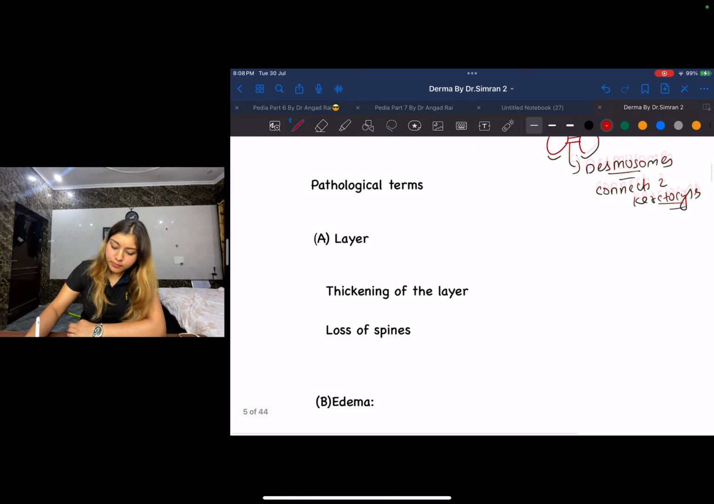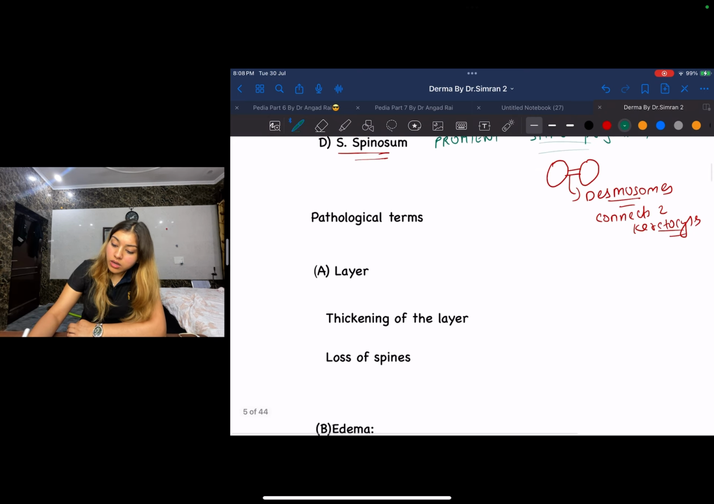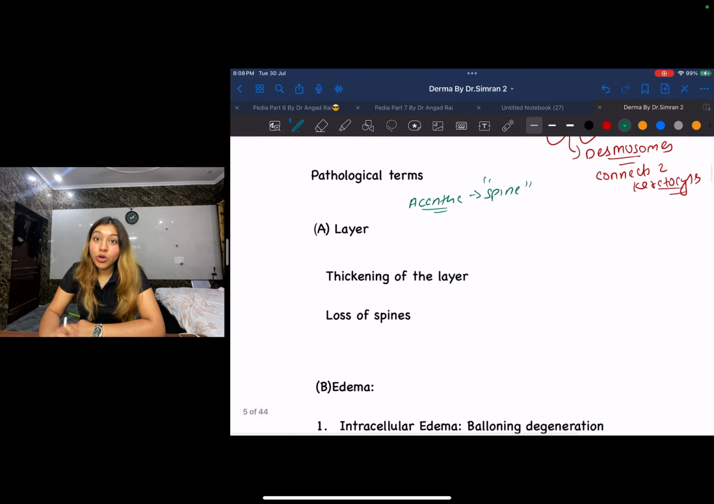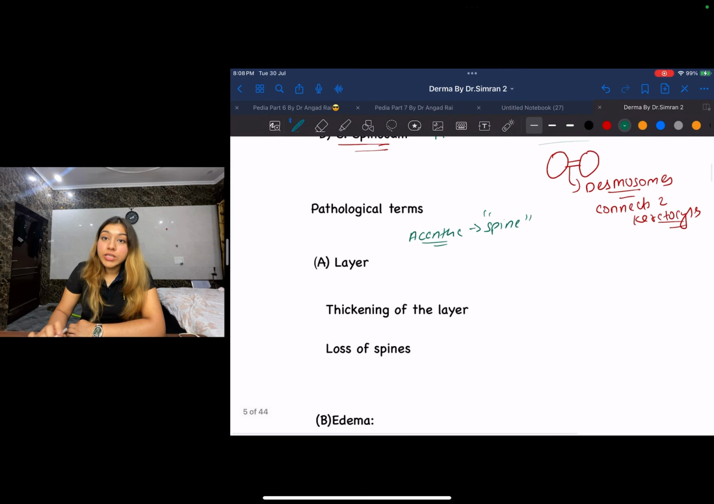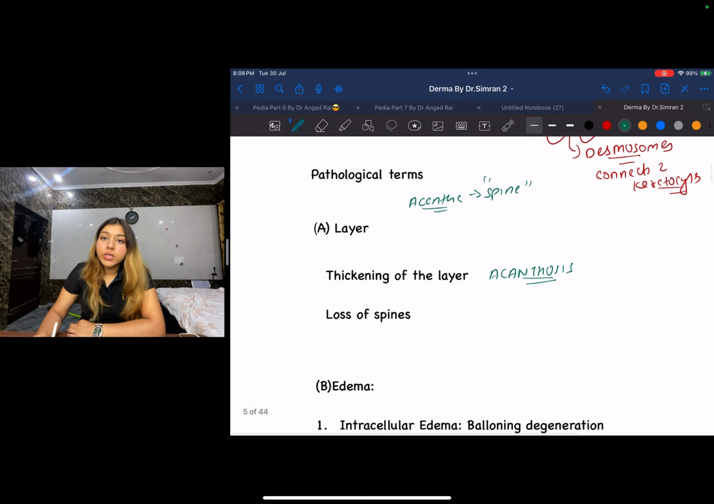Now let me add one more term here, that is acantha. What does acantha mean? Acantha means spine. So now let us solve these very basic things. If there is a thickening of the layer of your stratum spinosum, what is it called? It will be called acanthosis. Now if there is a loss of spines, lysis, so acantholysis.